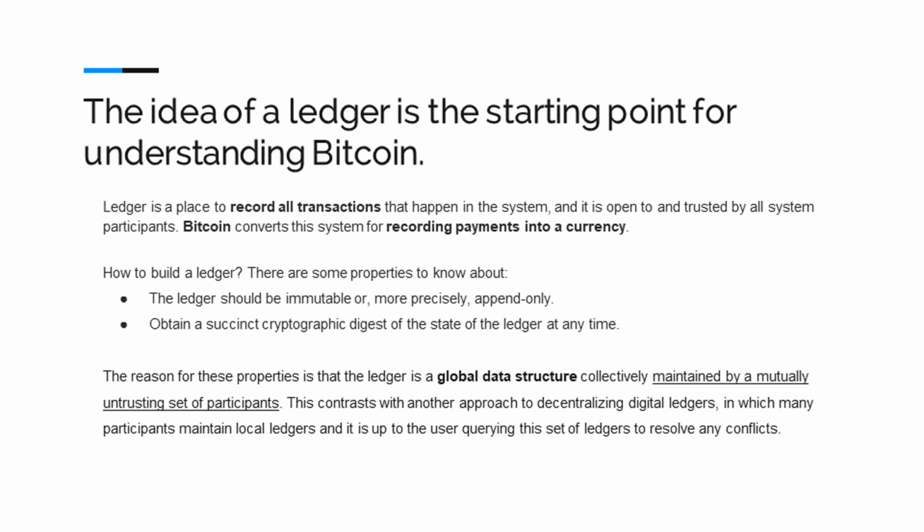The reason for these properties is that, unlike a regular data structure that's stored on a single machine, the ledger is a global data structure collectively maintained by a mutually untrusting set of participants. This contrasts with another approach to decentralized digital ledgers, in which many participants maintain local ledgers, and it is up to the user querying the set of ledgers to resolve any conflicts.